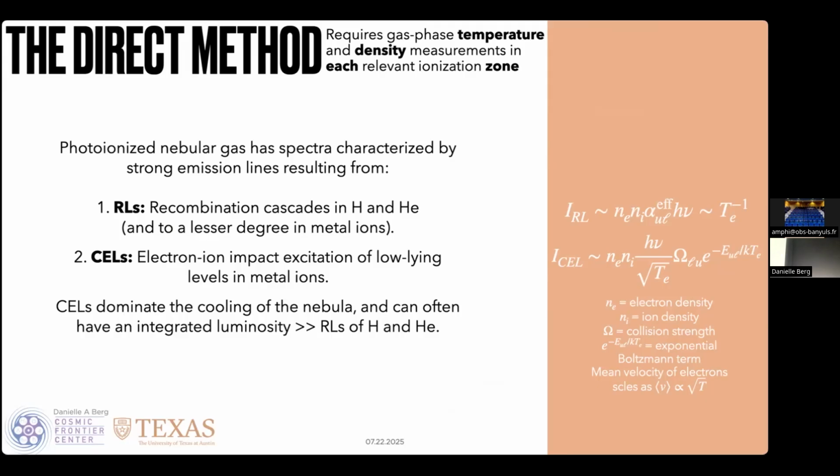Our collisionally excited lines are also really, really important because they dominate the cooling of our nebula in most typical conditions. That's one of the reasons that they're the strongest. They're giving off all this energy. And that means they are going to be the strongest when our temperature is high. And we will go on from there.